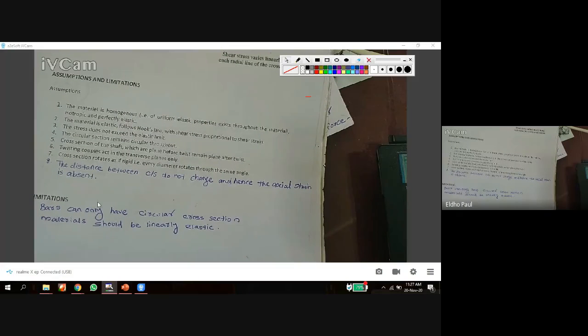But the limitation of this equation, T by J equals tau by R equals G theta by L, is that it can only be used for a circular cross section, and the material should be linearly elastic. We cannot use this equation for an anisotropic material. The material should be linearly elastic and obey Hooke's law. That is the limitation of this equation. Okay.